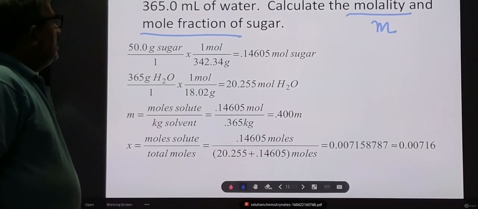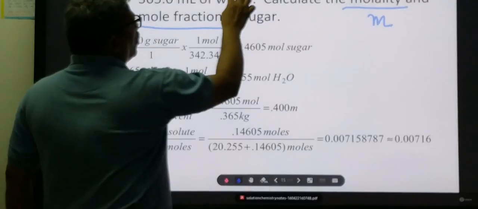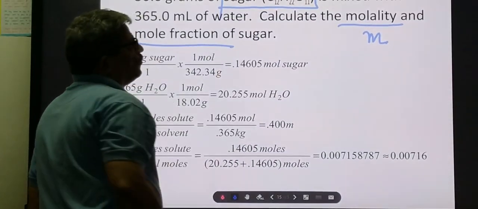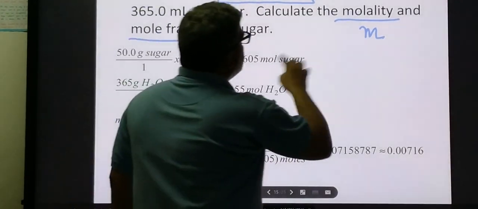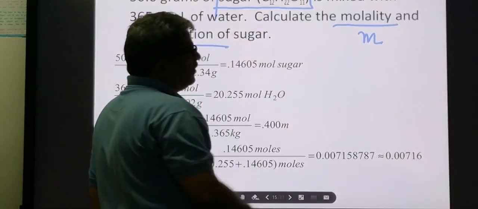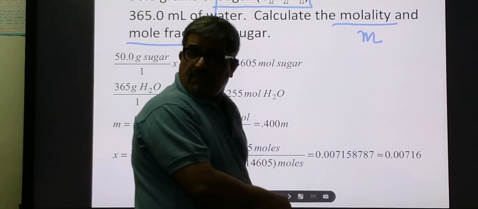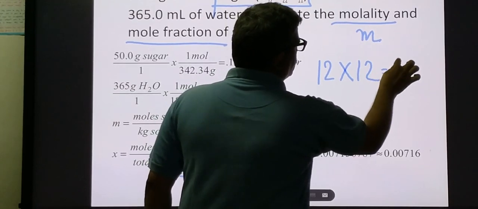Okay, so let us start solving it. First of all, let us find out the molecular weight of sugar. How to find it out? Sugar molecular weight: C12. Carbon atomic weight is 12. So 12 into 12 is 144.